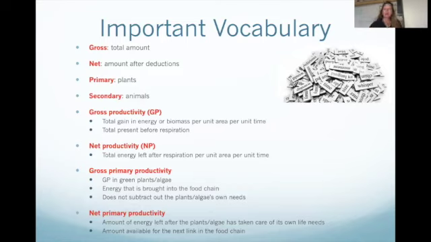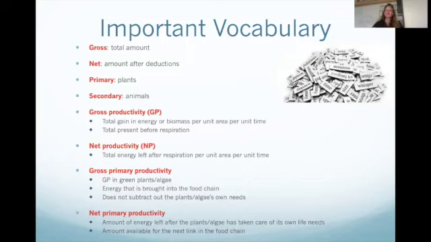When we talk about plants, gross is the total number or amount of photosynthesis that plant did. Net is the amount of photosynthesis that plant did minus how much respiration the plant did, how much it used for its own benefit. Net is what's available to go up to the next rung on the food chain. Primary is plants always. Secondary is animals always.